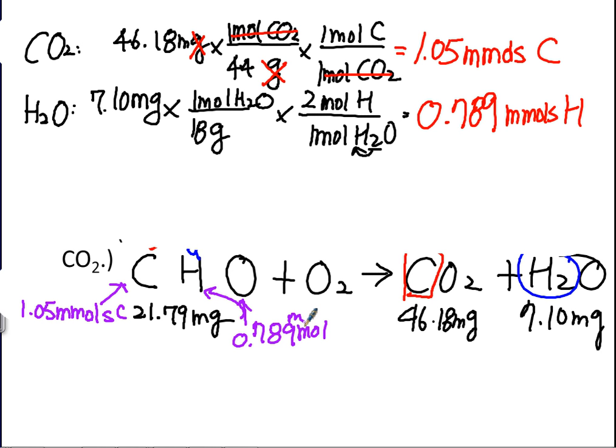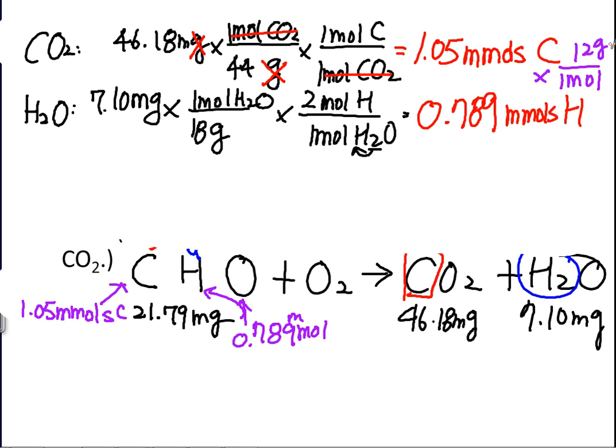Now, can I convert moles to grams here? That means if I know the mass of carbon and the mass of the hydrogen and the mass of the total thing, can I figure out the mass of oxygen? So this is what it looks like. I'm going to convert 1.05 millimoles to grams by doing this, times for every 1 mole, I have 12 grams.